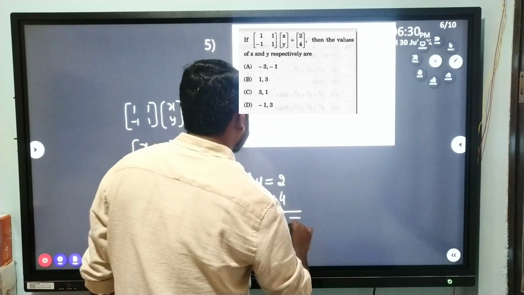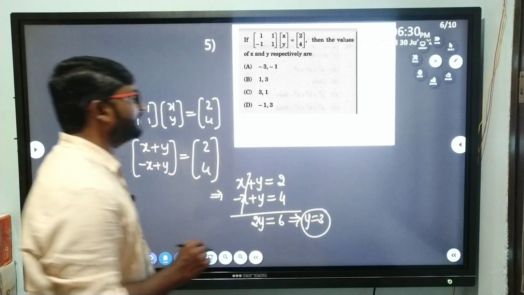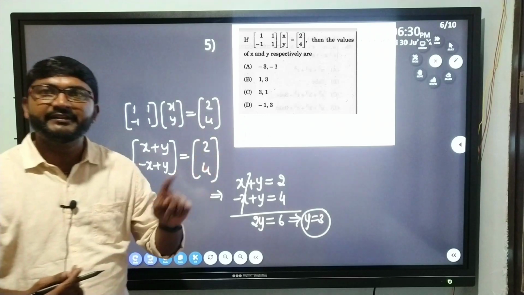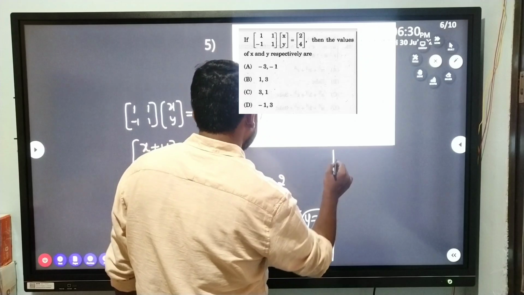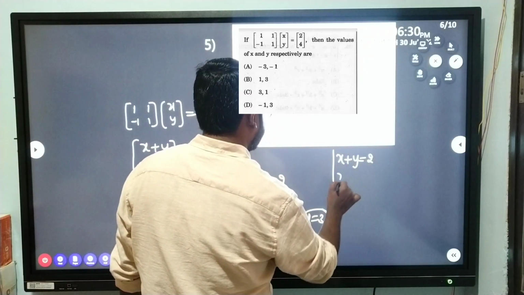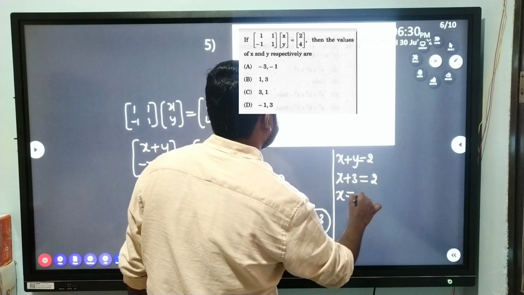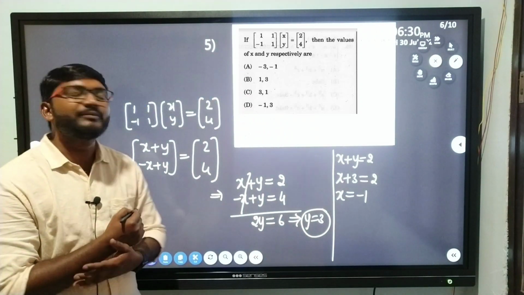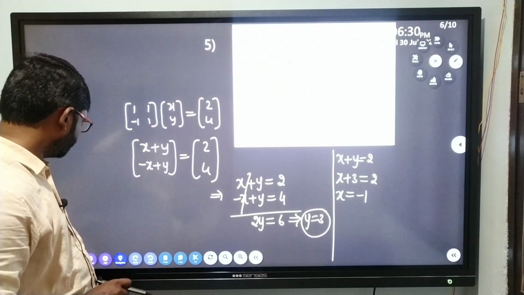So what is the value of y now? y will be plus 3. So y equal to plus 3 is there in which option? It is there in option B as well as option D. Now substitute y equal to 3 in any one of the equations. x plus y equal to 2 is the first equation. I replace y as 3. x plus 3 equals 2, x equals 2 minus 3, which is minus 1. So y equals 3 and x equals minus 1. That means option D is the correct answer.